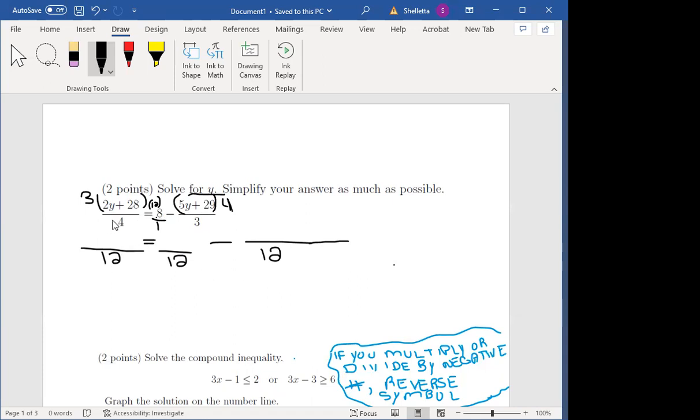To make this 4 a 12, we have to multiply it times 3. So that means we must also multiply that numerator times 3. So we have to distribute 3 times 2y. That'll give us 6y. And then that 3, we have to multiply times 28 as well. That'll give us 84 equals. And to make the 1 a 12, we have to multiply times 12, all right? So that means we also must multiply 8 times 12 in the numerator.